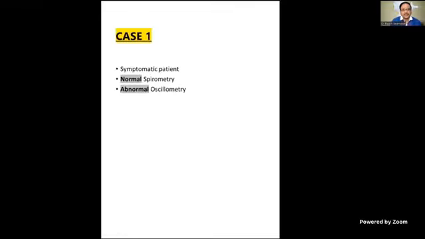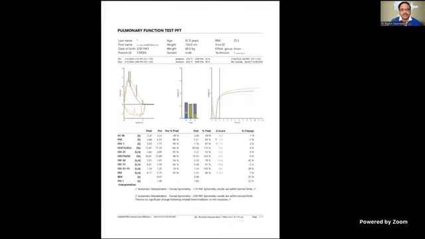So let's begin with a very simple case. As I said, spirometry vis-a-vis oscillometry is not a very sensitive tool. So you get cases in which there is normal spirometry and abnormal oscillometry. This is a patient who had a clear history of obstructive disease, history of wheeze, and also nasal allergy, nasal block, all those symptoms of allergic bronchial asthma.